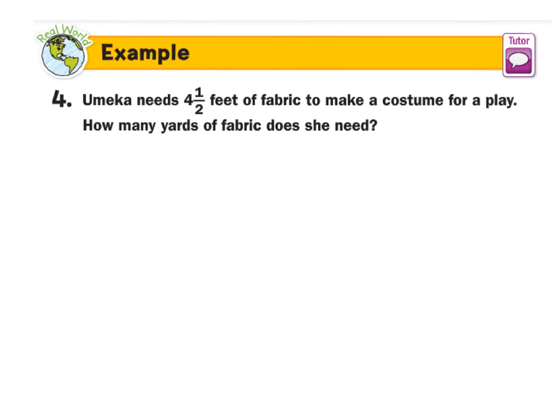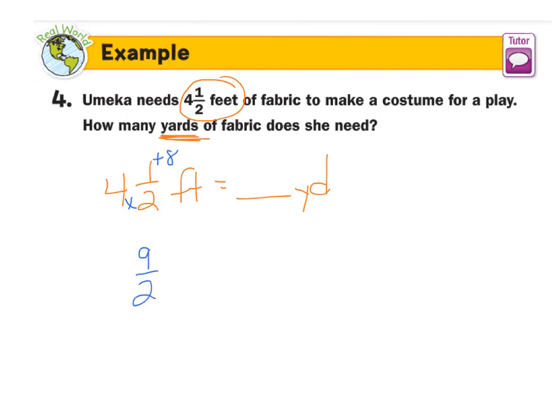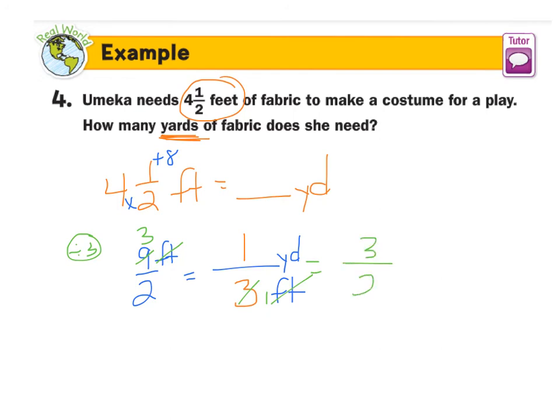And here we have another story problem, 4 1/2 feet, and she wants to know how many yards. So 4 1/2 feet equals how many yards? So we'll start off by renaming it. So we get 9 over 2 feet equals yards over feet. And I know that there is 1 yard, there is 3 feet. So I'm going to simplify. I'm going to divide by 3 on both of these, so I get 3 and 1. So we get 3 over 2, which equals 1 1/2 yards.